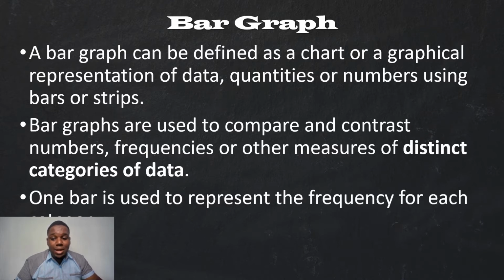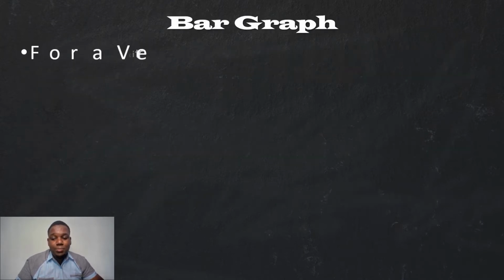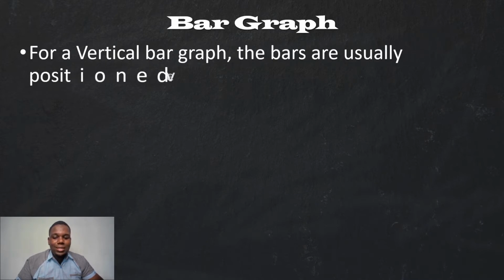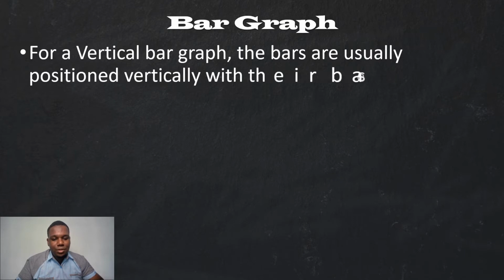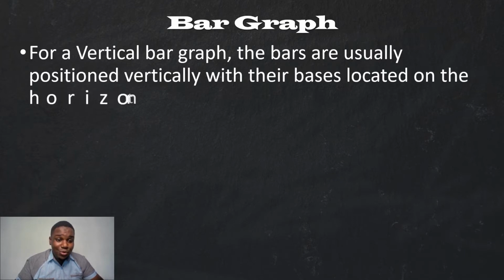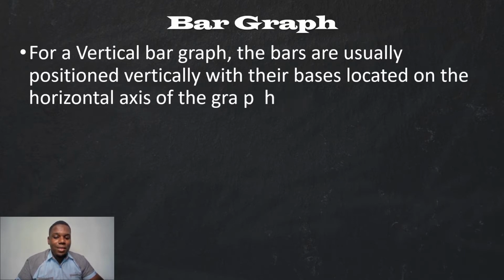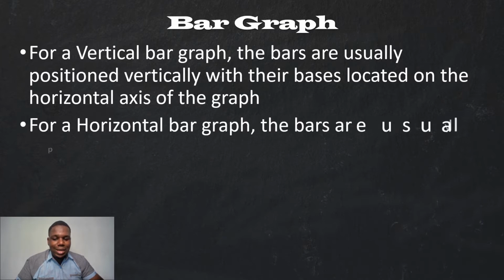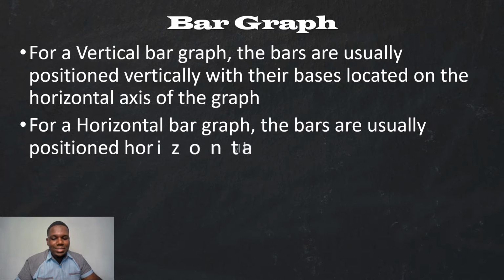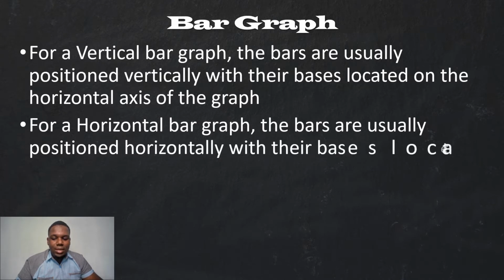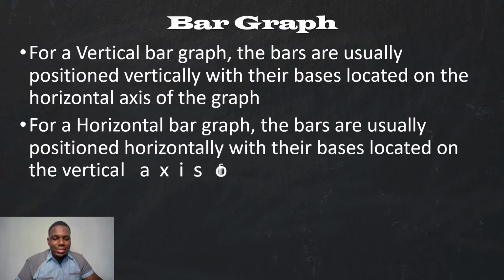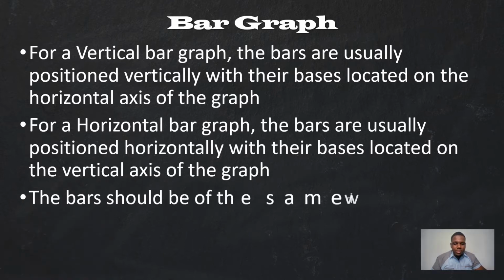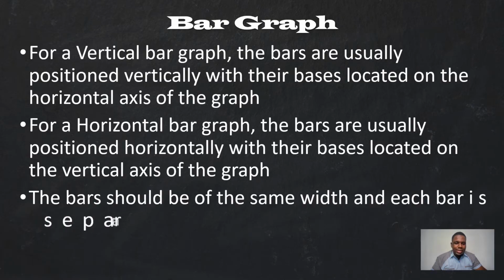For a vertical bar graph, the bars are usually positioned vertically with their bases located on the horizontal axis of the graph. While for a horizontal bar graph, the bars are usually positioned horizontally with their bases located on the vertical axis of the graph. The bars should be the same width and each bar is separated.